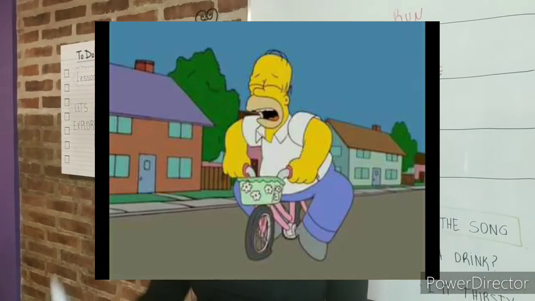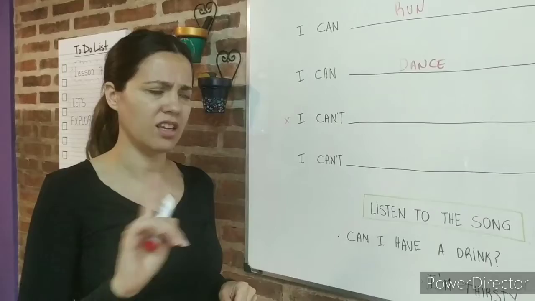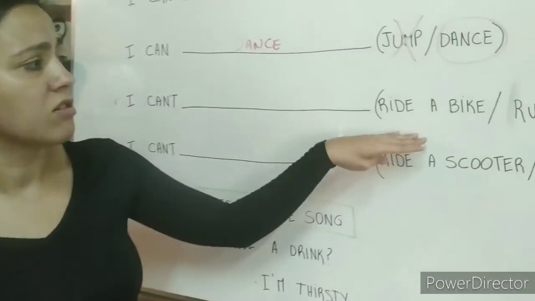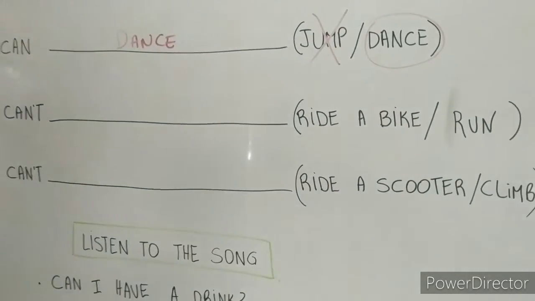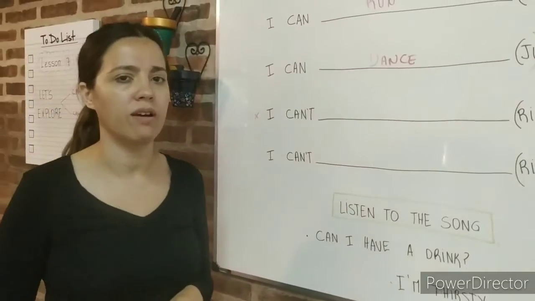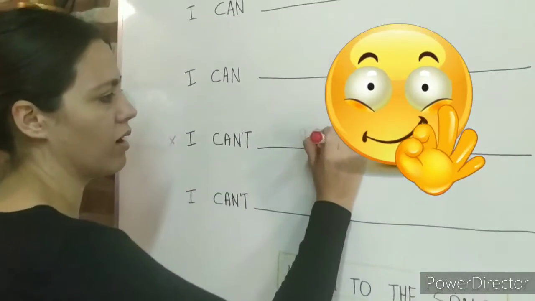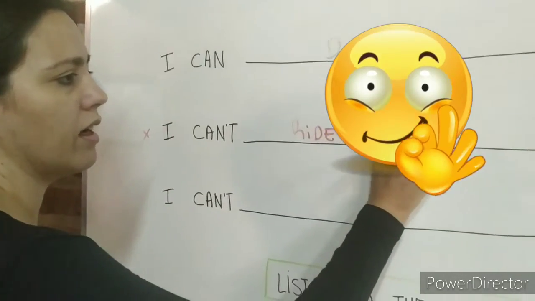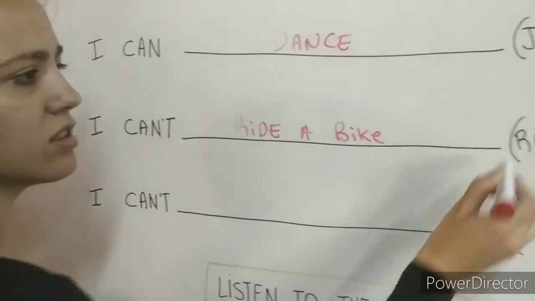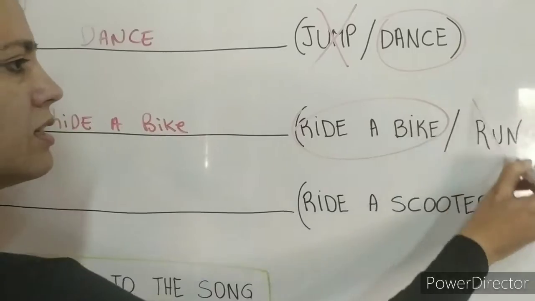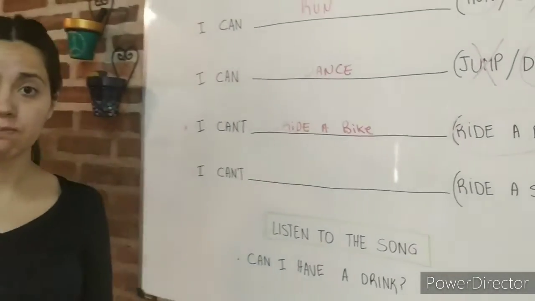¿Puede andar? Yes or no? Okay, no. Right, he can't. So, ¿cómo era andar en bici? ¿Ride a bike or run? You help me. ¿Cómo era, a ver? So, it is ride a bike, right? So, I can't ride a bike, okay? So, we're going to circle this and cross it out, okay?